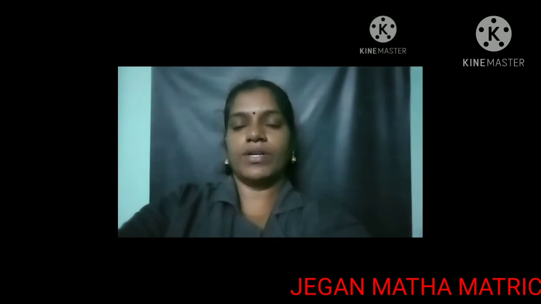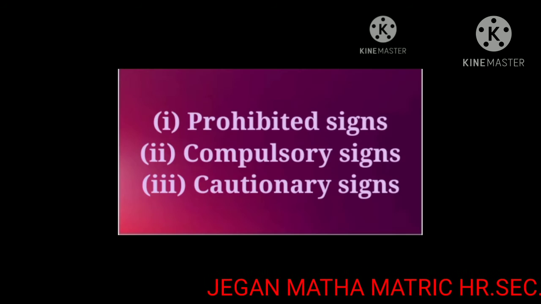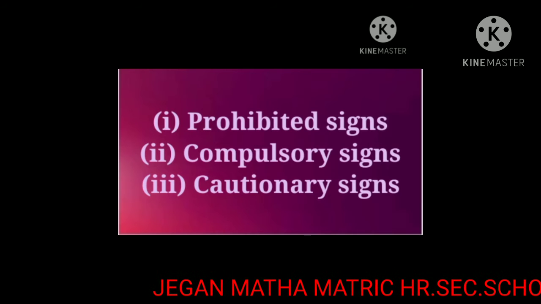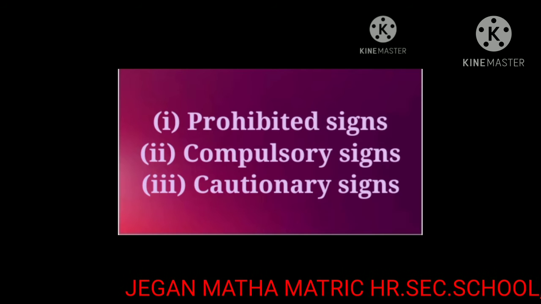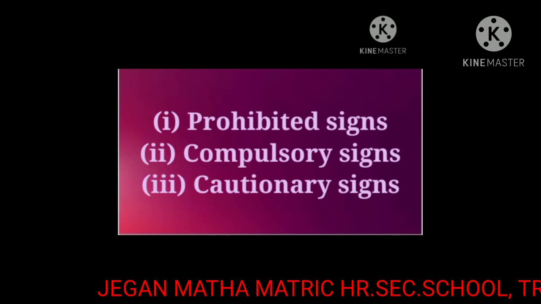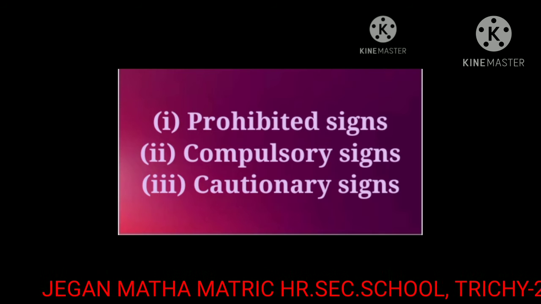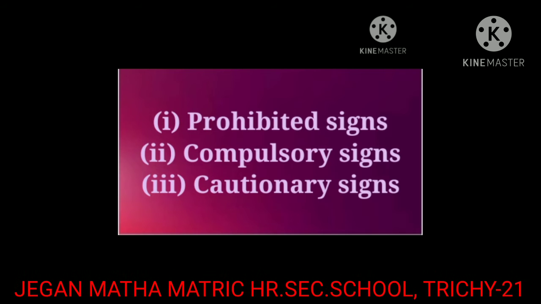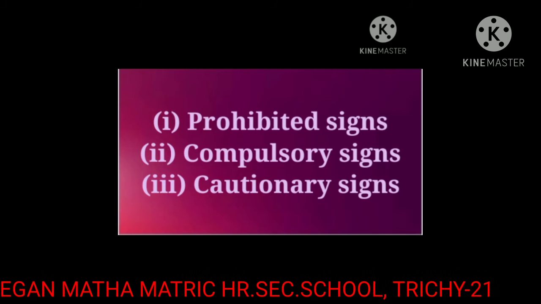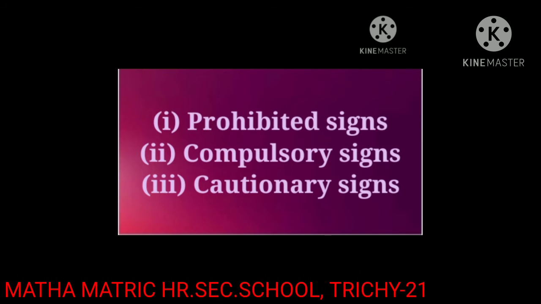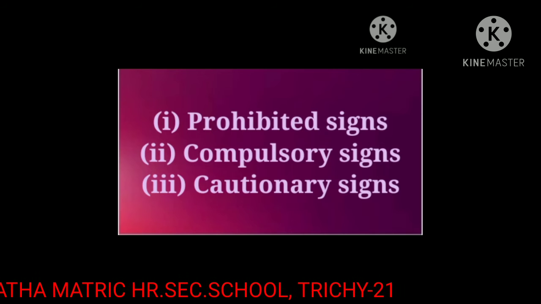Today we are going to learn different traffic signs. Shall we learn, kids? There are three types of signs. The first one is prohibited signs, the second one is compulsory signs, and the third one is cautionary signs. They are prohibited signs, compulsory signs, and cautionary signs.